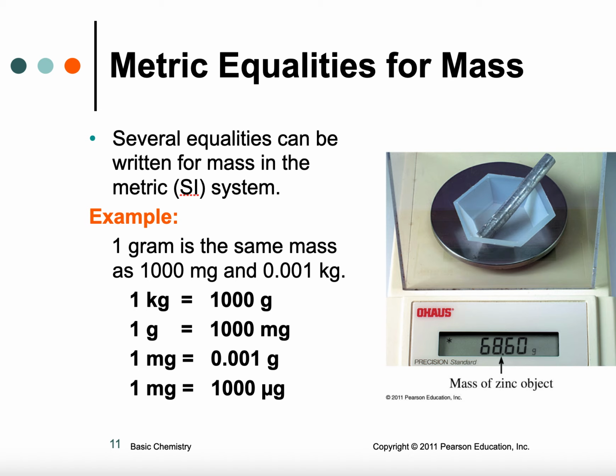So if milli is 10 to the minus 3 and micro is 10 to the minus 6, then that is 3 away from each other. 3 is 3 units of 10, so that's 1,000 away from each other.